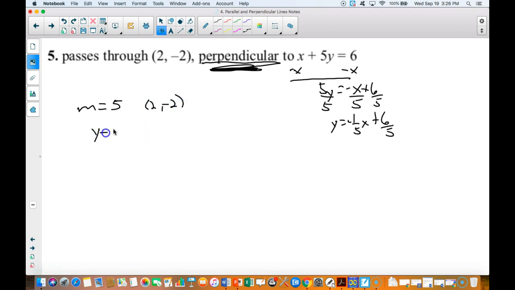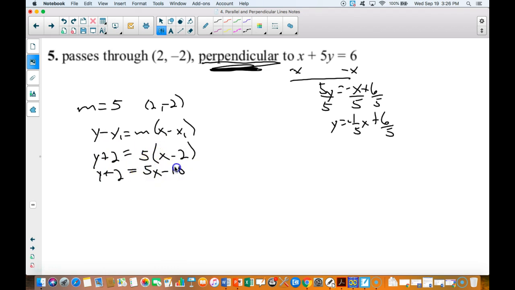So y minus y1 equals m times x minus x1. So y1 is negative 2, so this will be y plus 2 equals 5 times x minus 2, and solve for y. So distribute this 5, we get 5x minus 10, subtract this 2 over, and we will get y equals 5x minus 12. All right.